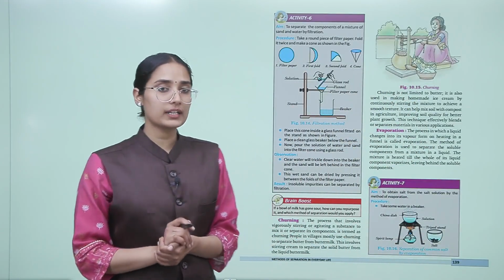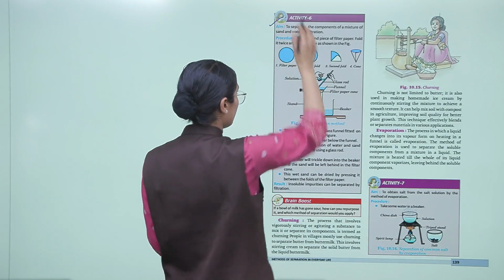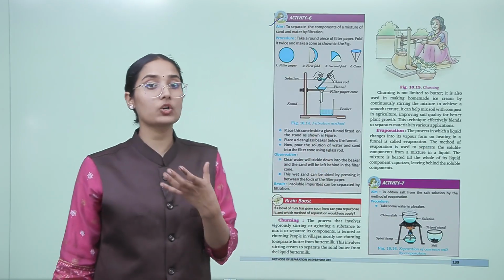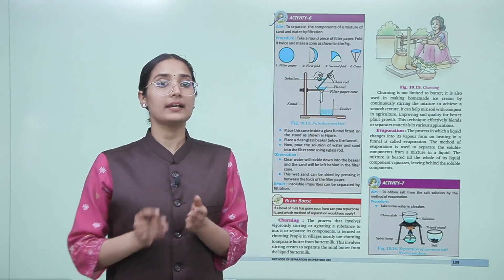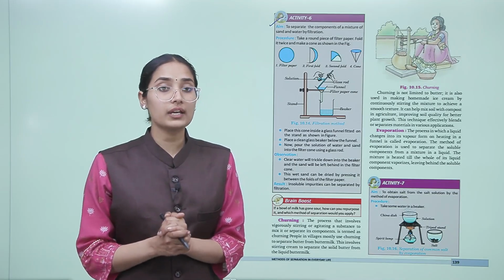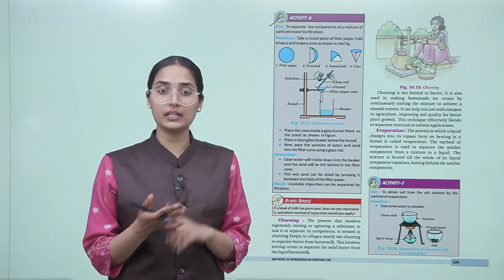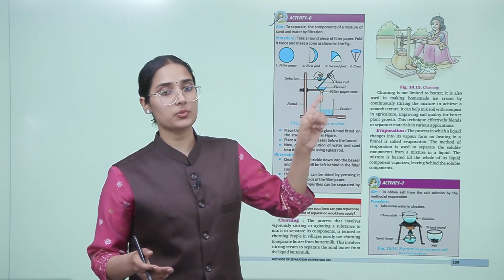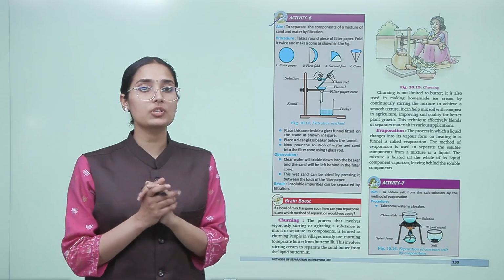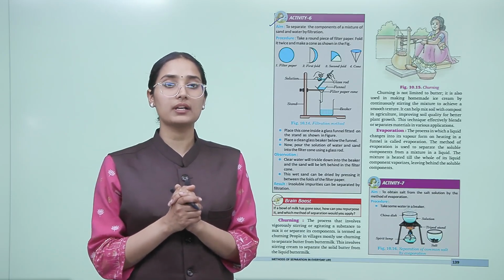So there is one more activity to understand, to separate the components of a mixture of sand and water by filtration. So we can separate the mixture of sand and water by sedimentation and decantation, but also by this process. Let's see how. Take a round piece of filter paper, fold it twice and make a cone as shown in this figure.